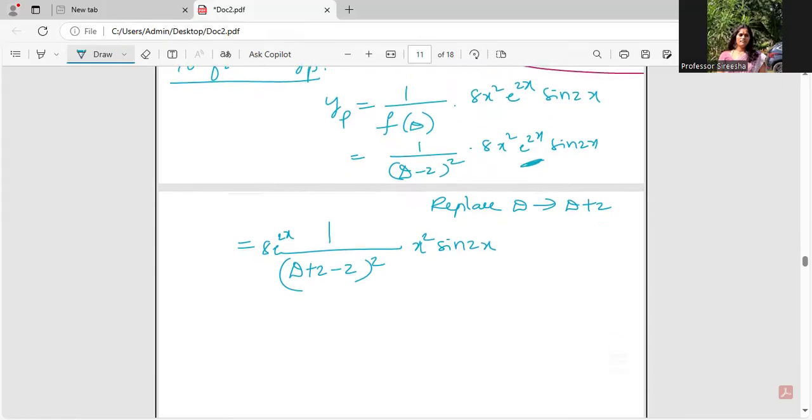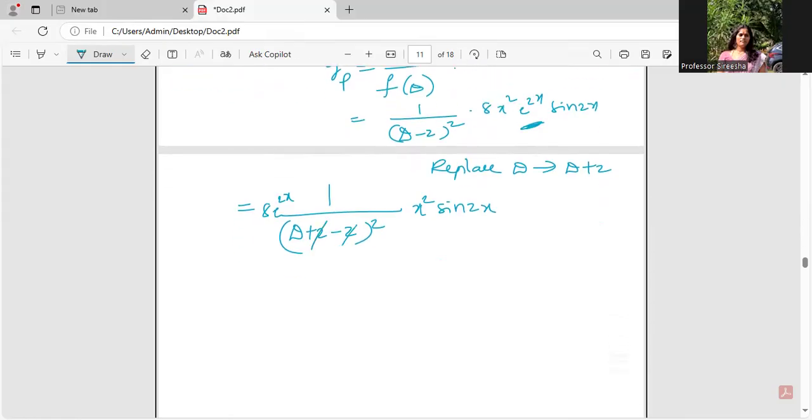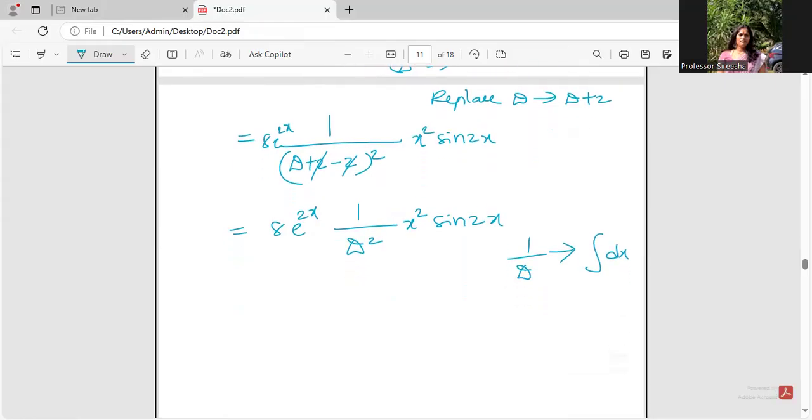Okay, so what is it that I do? These two get cancelled off. 8 e power 2x is there, and 1 by d squared, x squared sine 2x is there. Now, 1 by d, all of you should know that it's just the integral dx. Reciprocal of differentiation would be integration. With that, we will proceed.